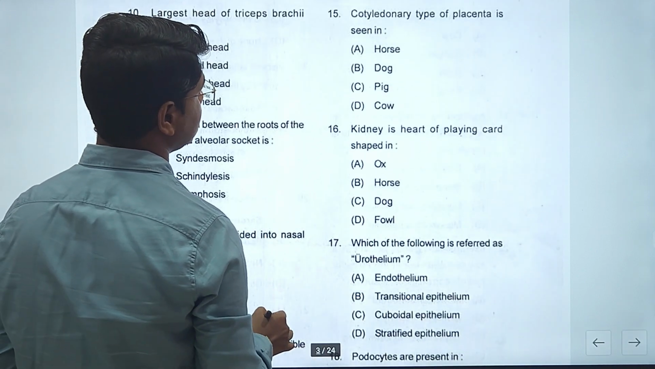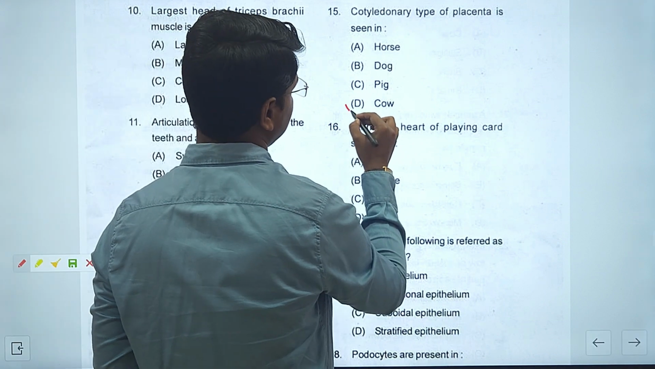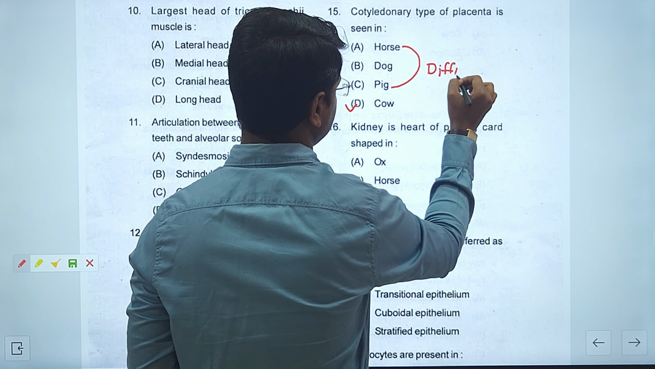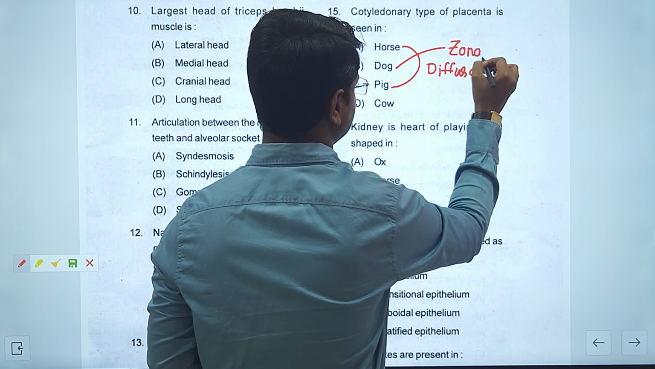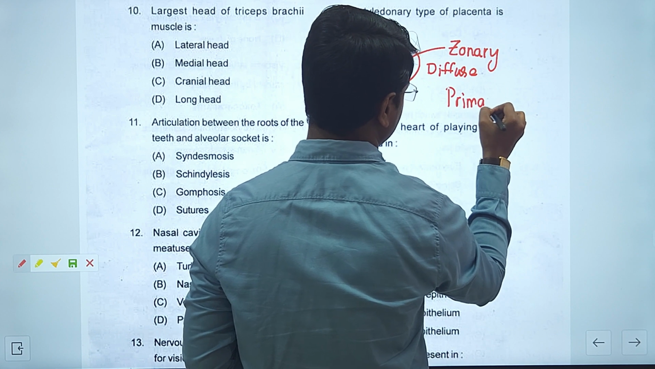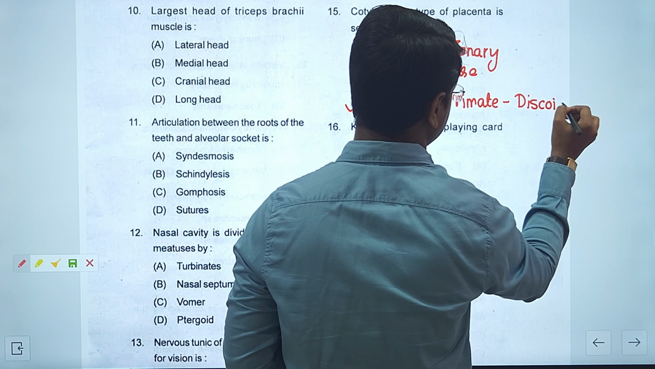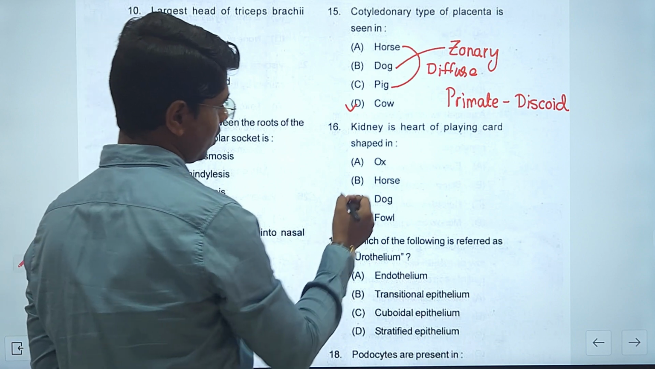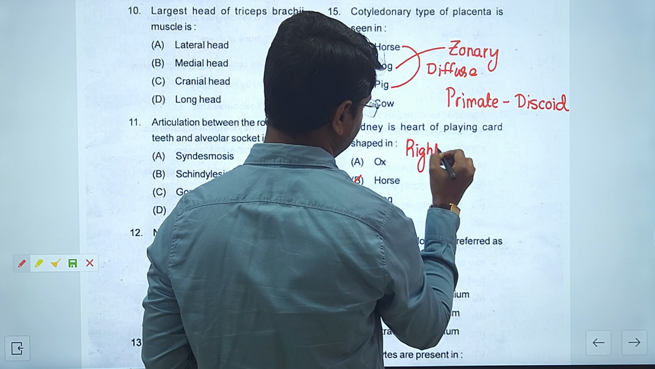Number 15. Cotyledon type placenta, you know, very common one, ruminants. Answer is cow. In case of horse and pig, you will find diffuse type of placenta. In case of dog, you will find zonary. And in case of primates, you will find discoid. Kidney is heart or playing card shape in case of horse. More exact one is the right kidney. Right kidney is heart shaped.